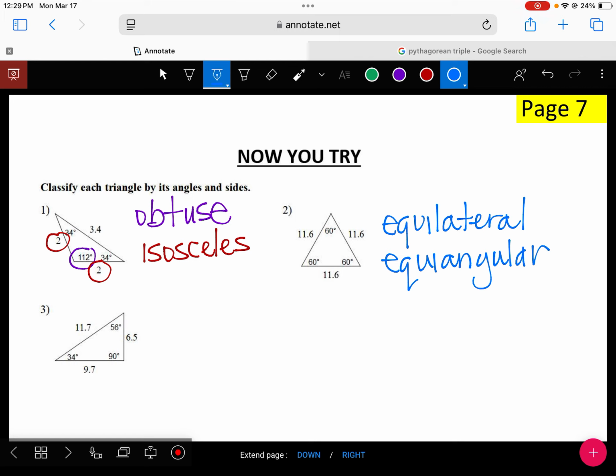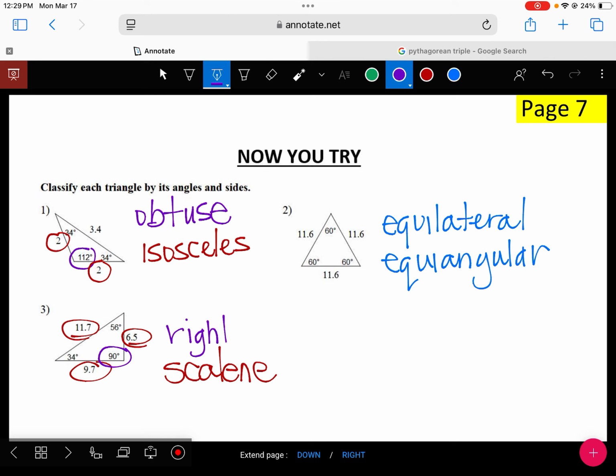I think I said number 3, but that's number 2, sorry. And number 3, all your sides are different, so that would be scalene. Sides are on the outside, angles are on the inside, so those are all different. And one of my angles is 90, so it's a right triangle.